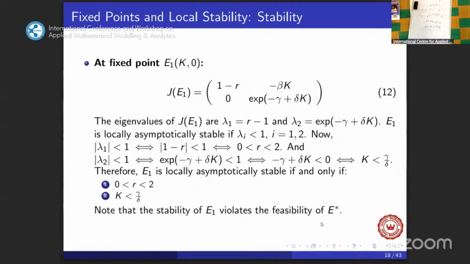But for the interior equilibrium point E star (x star, y star) to exist, the condition is K greater than gamma by delta. That means if the interior equilibrium point does not exist, then the axial equilibrium point is stable. Go to the next slide.